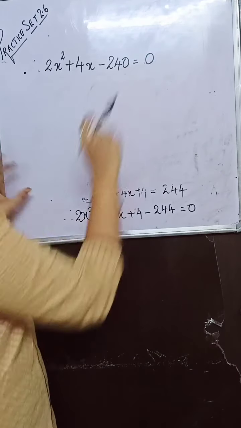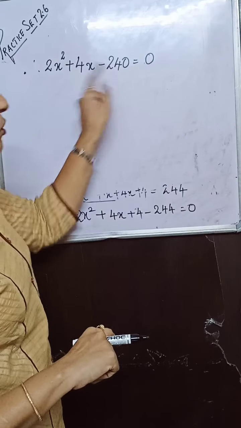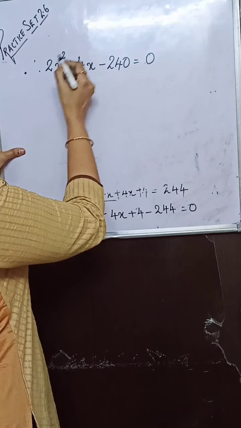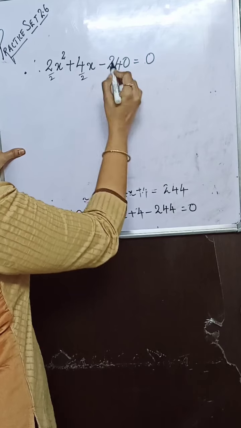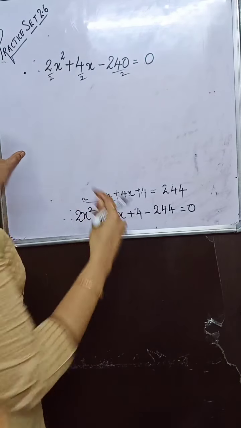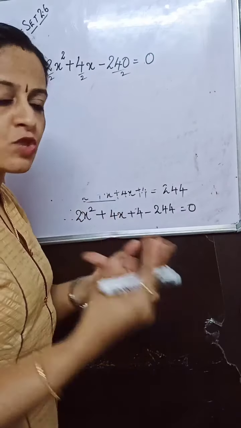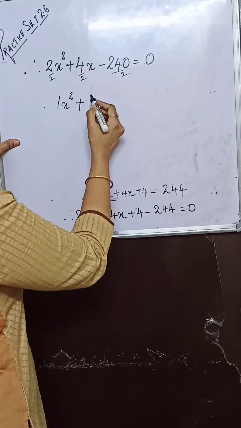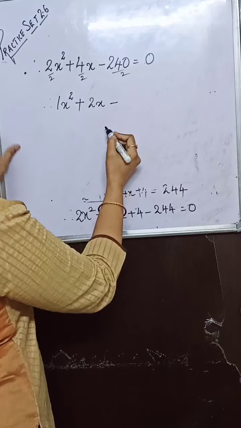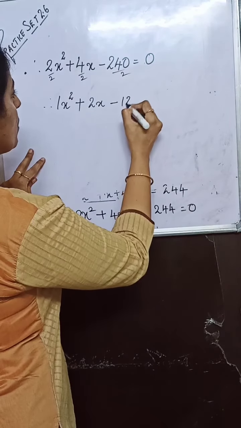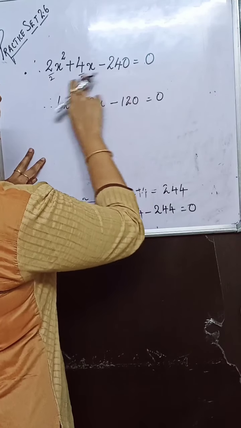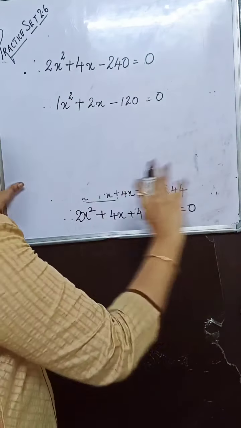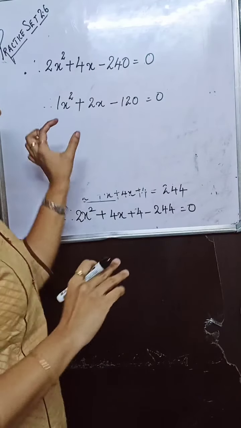Now here, as I can see, 2, 4 and 240, all these three numbers are in 2's table. So let me take 2 common. I'll divide by 2 everywhere, so that I get a smaller number and the calculation will be smoother. So 2 divided by 2, I'll get 1x square plus 4 divided by 2 will be 2x minus 240 divided by 2 will be 120, equal to 0. So I took 2 common, which means dividing each number by 2. This is the equation. Now I'll work on this.